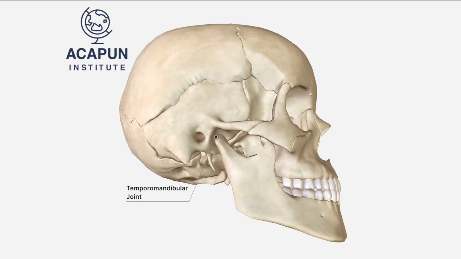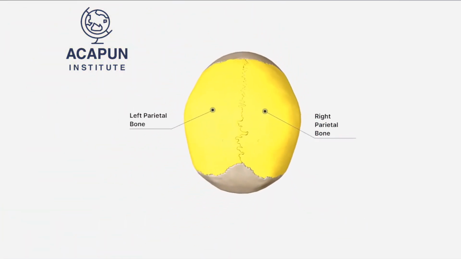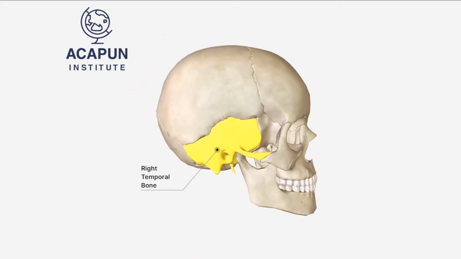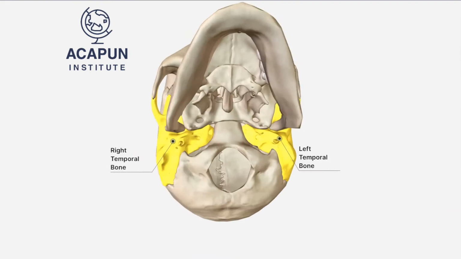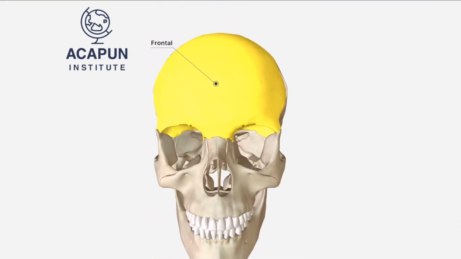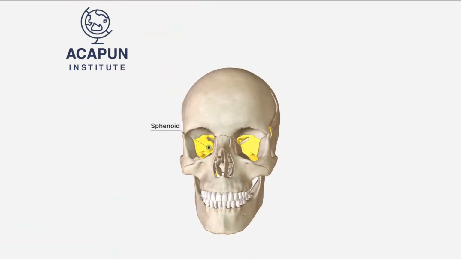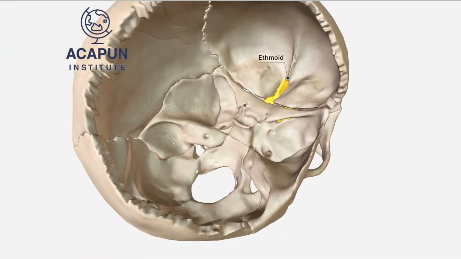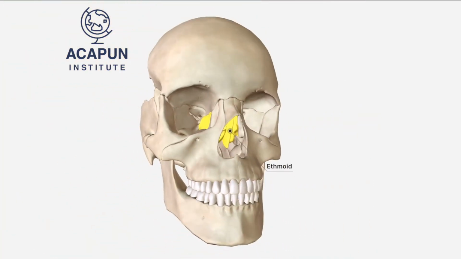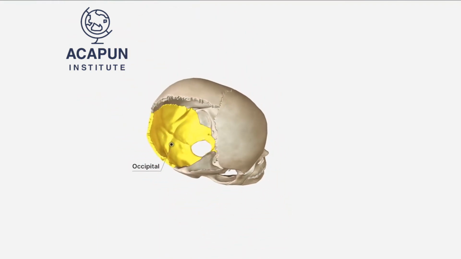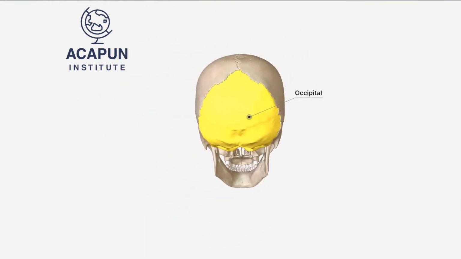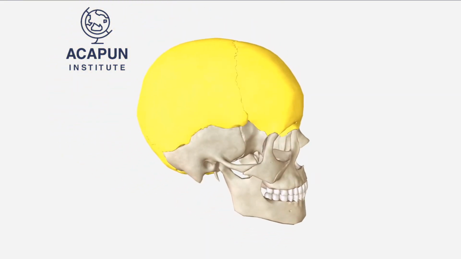It consists of both paired bones and unpaired bones. The paired bones include the parietal and temporal bones, and the unpaired bones include the frontal, sphenoid, ethmoid, and occipital bones. As I mentioned previously, the neurocranium can be divided into the calvarium and the cranial base.